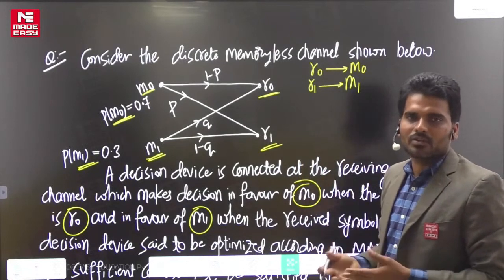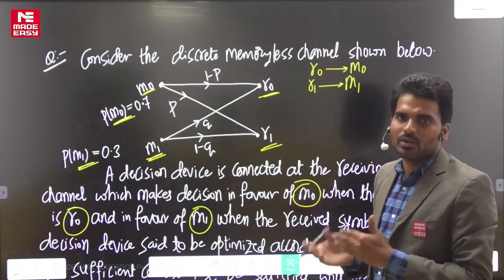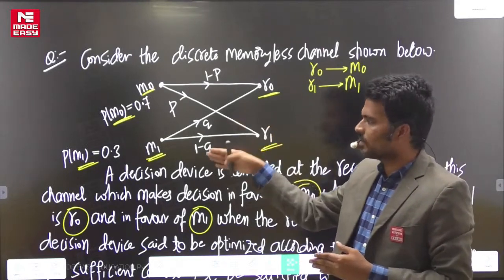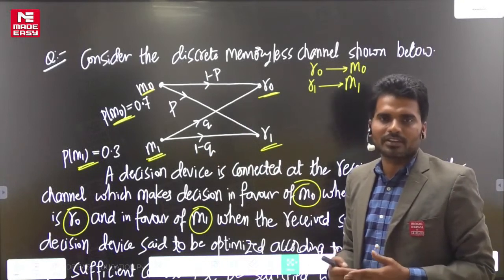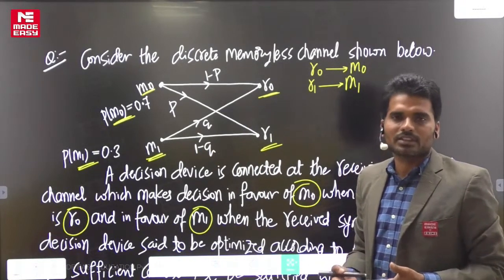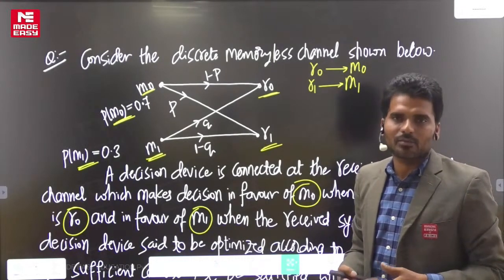Yes, we have to decode the received symbols at the receiver side. This R0 and R1 should be decoded in favor of M0 or in favor of M1, such that the probability of error should be as minimum as possible. So for this we take the help of decoding algorithms.